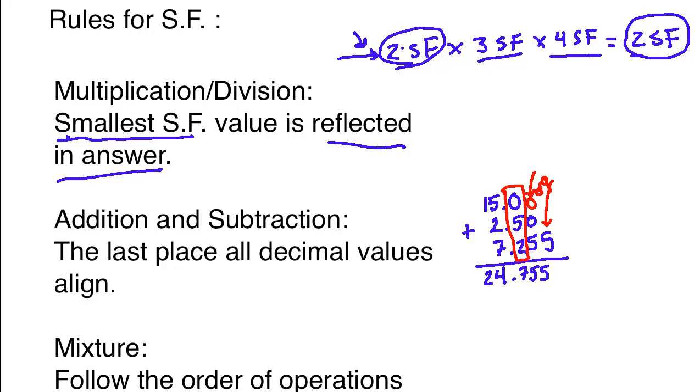We don't know if it's 15.00, 15.09, 15.03, etc. So we align it to the last position. This is where we have to cut the answer off. That's the way that you do addition and subtraction.